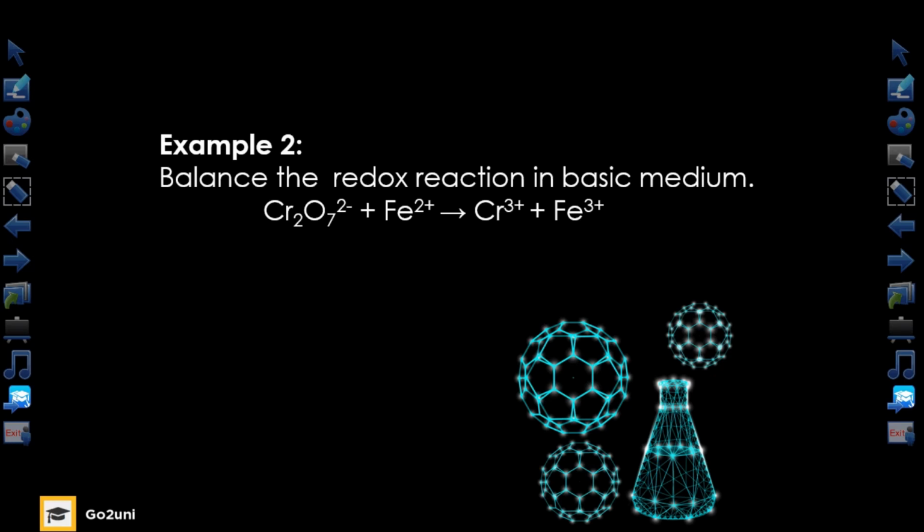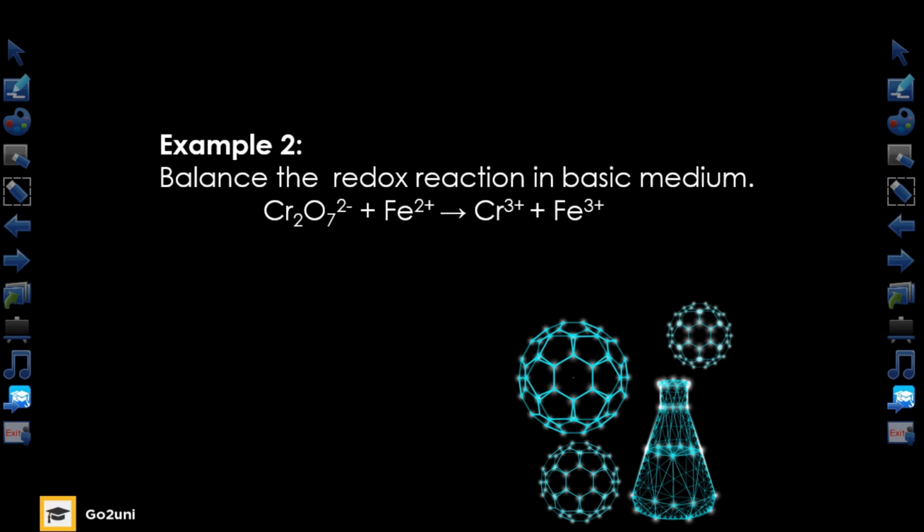That is to say, in balancing any given redox reaction, we have to first and foremost identify which of the species has been reduced and which has been oxidized. So that is actually what we need to do. So we shall proceed now to looking at how to do that. Looking at it first and foremost, we'll see that iron 2 has gone from iron 2 to iron 3, which means it has been oxidized.